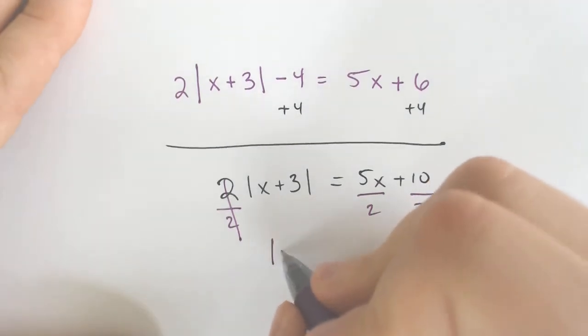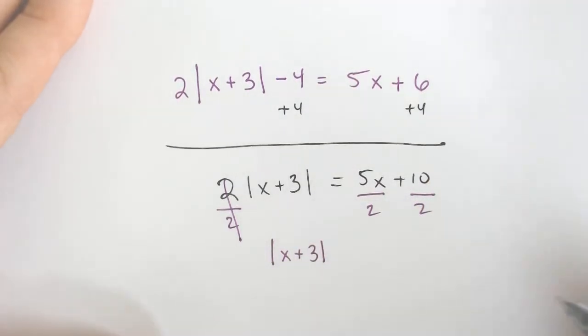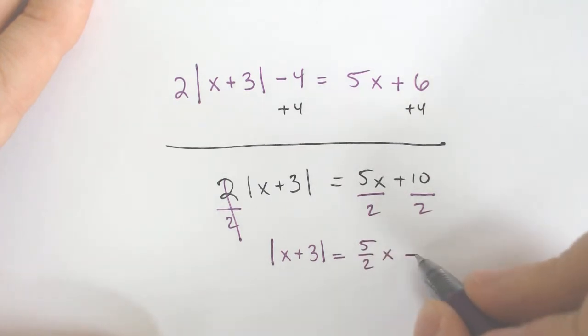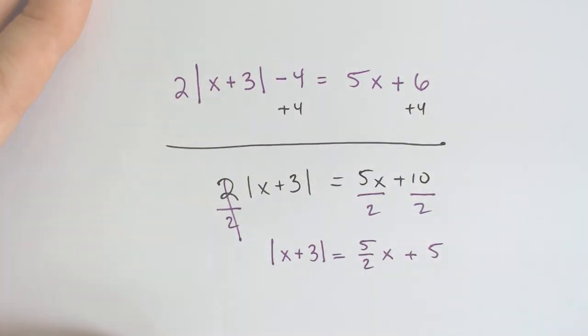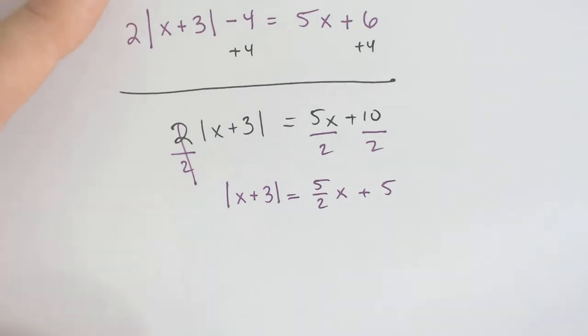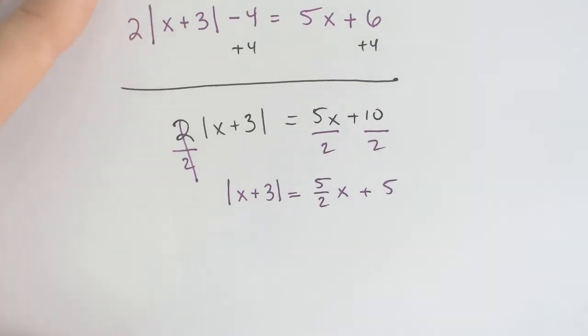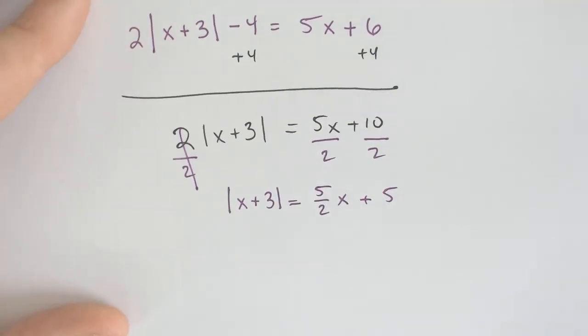leaving us with |x plus 3| equal to 5 over 2 x, and 10 divided by 2 is 5. From here, you do not change what is inside the absolute value bar. You change what it equals, because we're not actually plugging in something into the absolute value bar. We're setting up the equation. We're solving it, which is a different process.